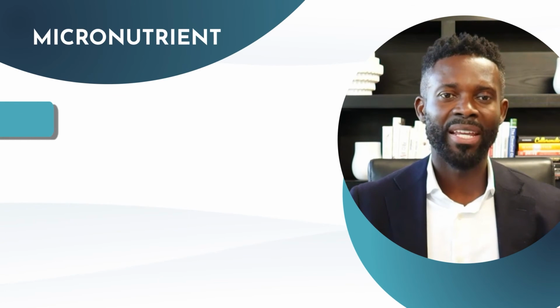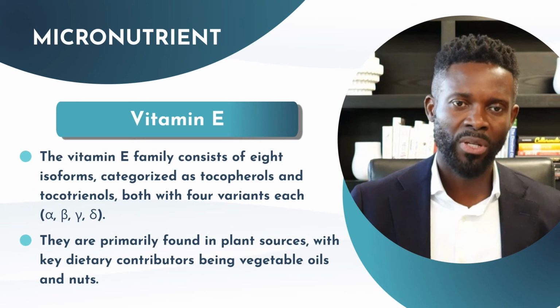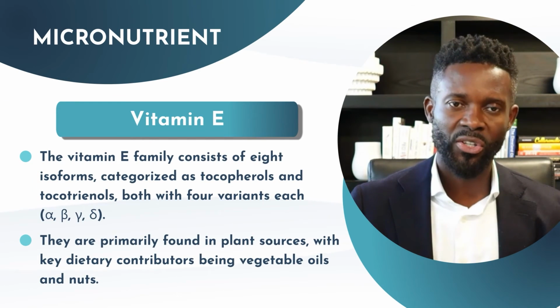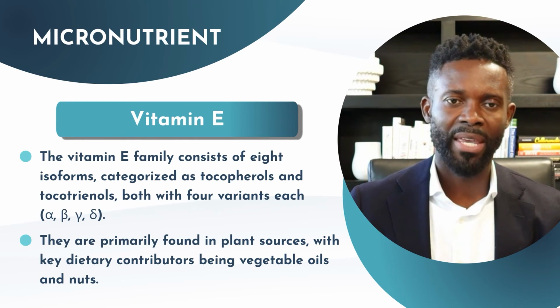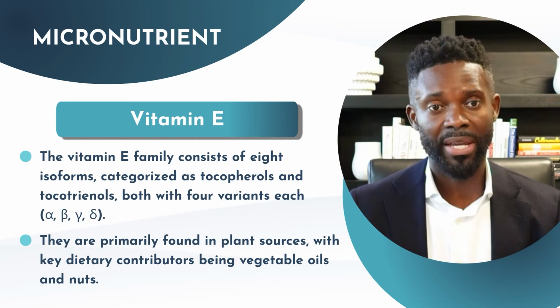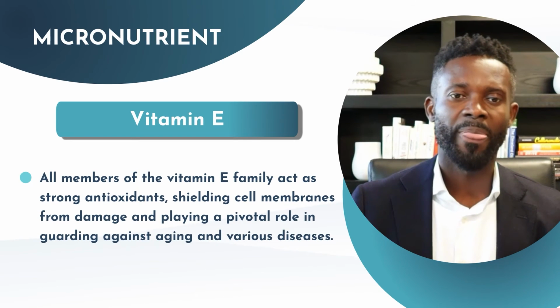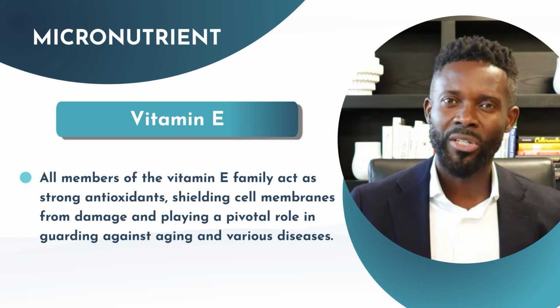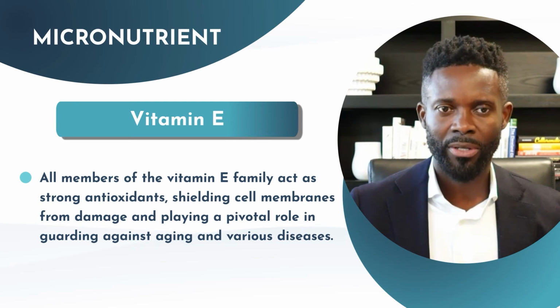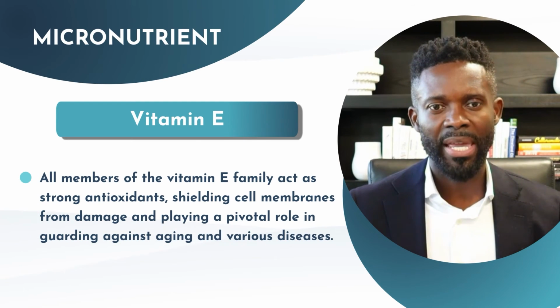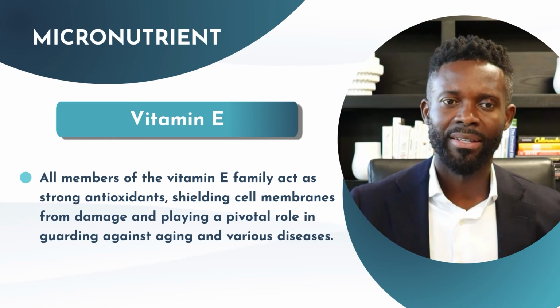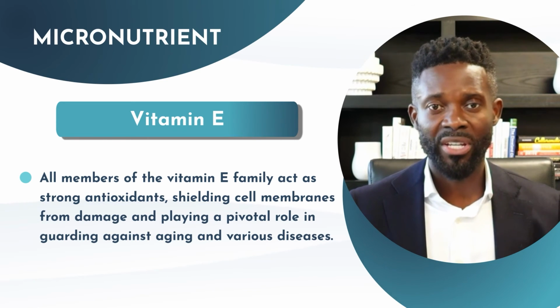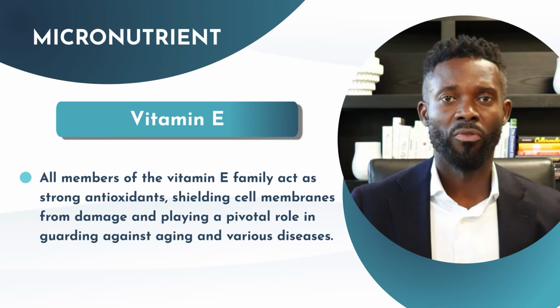Vitamin E, briefly, consists of 8 isoforms. They are primarily found in plant sources, with key dietary contributions being vegetable oils and nuts. All members of the vitamin E family act as strong antioxidants, shielding the cell membranes from damage and playing a pivotal role in guarding against aging and various diseases. So this is something we can use for nerves and also to improve overall health.